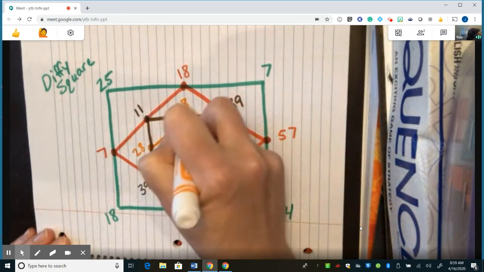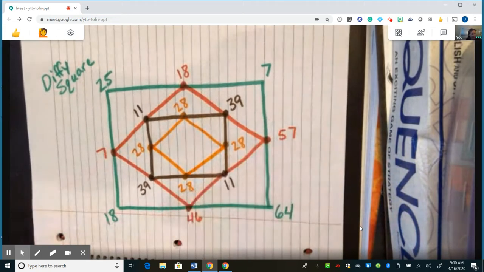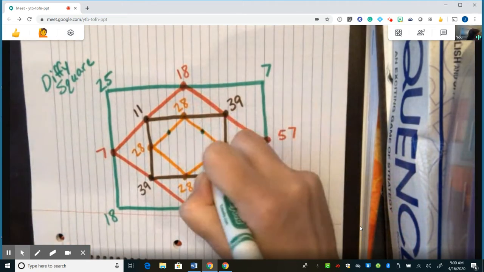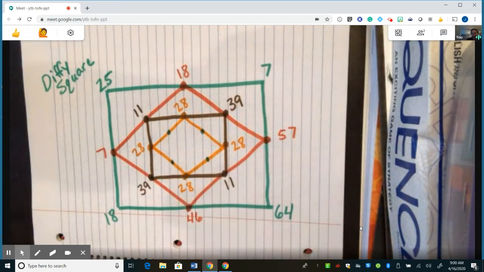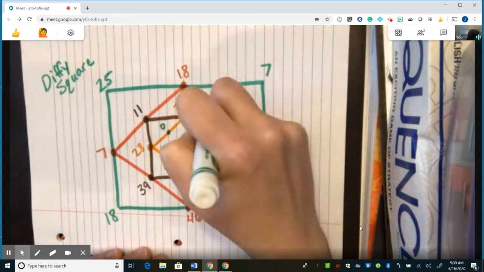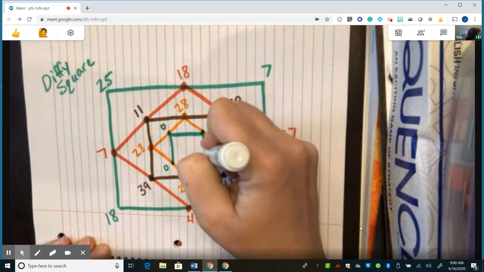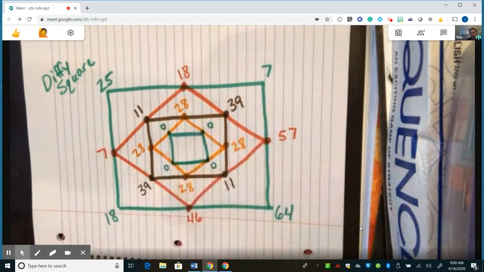I'm going to make a new square here and do the same thing I did before. You may really notice something now. 28 and 28 would have a difference of 0, a difference of 0, a difference of 0, and a difference of 0. I don't need to continue my Diffy Square anymore because I got it all the way down to 0. The difference between those two numbers would always be 0. So at this point, my Diffy Square is complete.